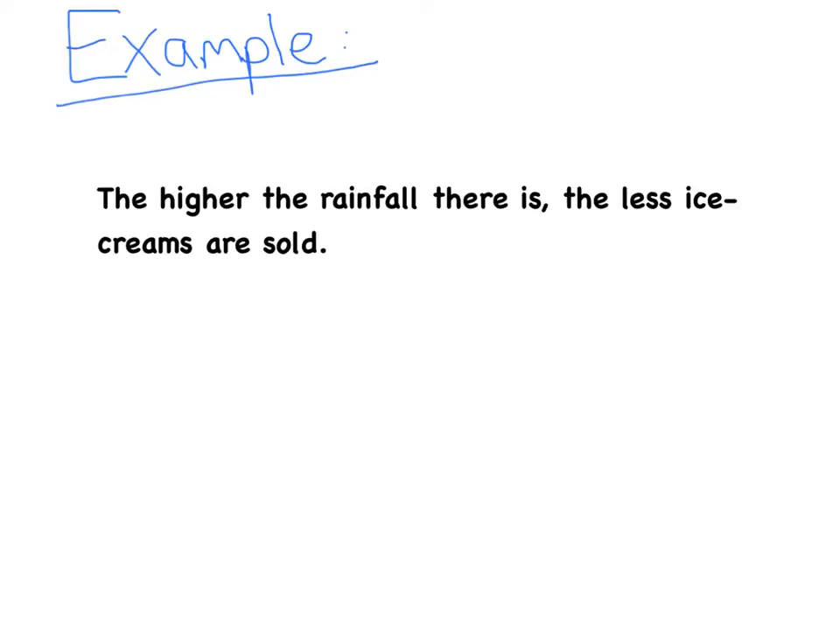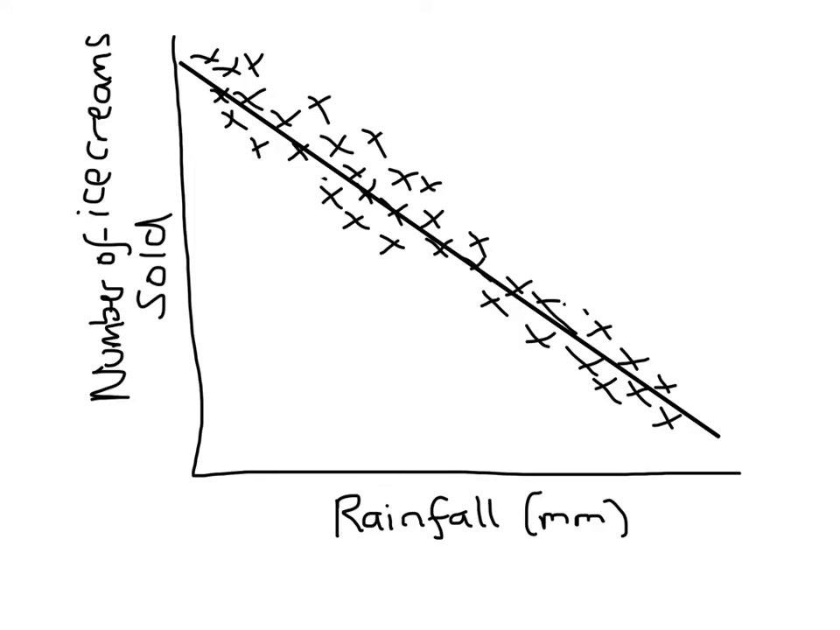The higher the rainfall there is, the less ice creams are sold. After our investigation, our graph of results looks like this. We have rainfall down the bottom here, the number of ice creams sold up the side, and we can see that when there's low rainfall, there's a really high number of ice creams sold, and when there's high rainfall, there's a low number of ice creams sold. So our hypothesis is correct. The more rainfall there is, the fewer ice creams are sold.